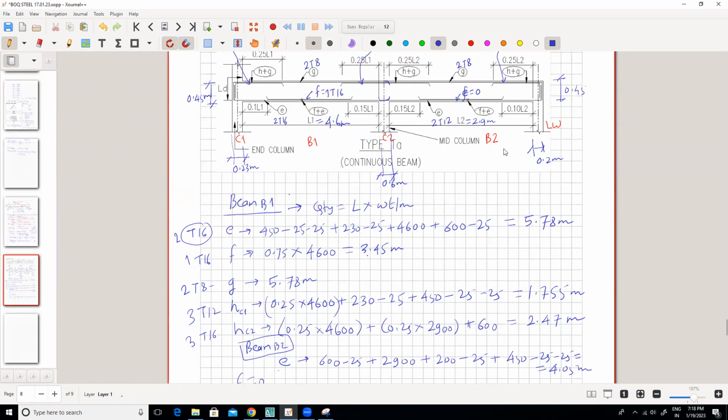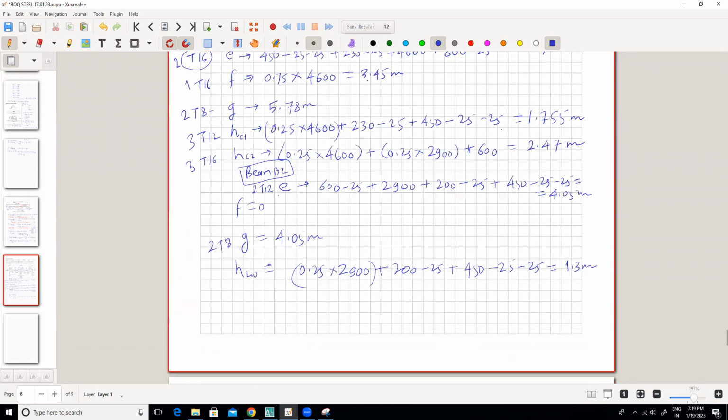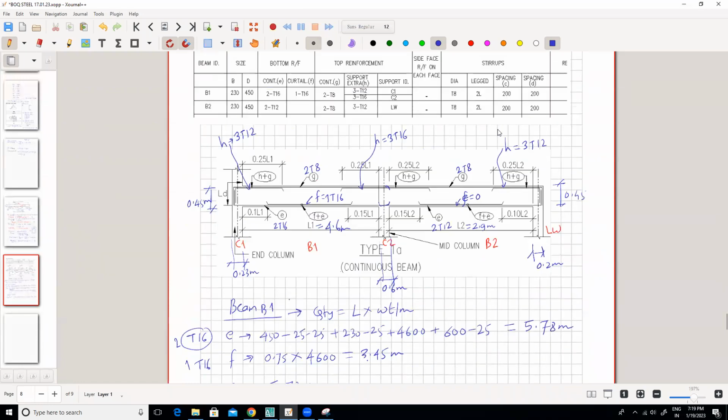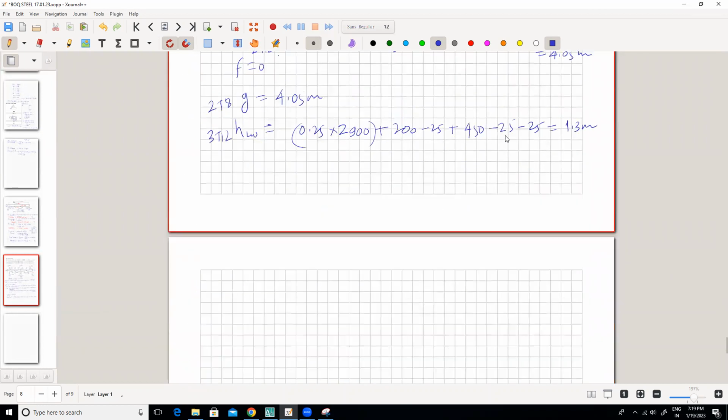So what is our E bar? E bar is 2T12. G bar is 2T8 and H bar is 3T12. This is with respect to the main steel. Now we will go with the stirrups, right? What is the stirrup? T8 at 200. So it will be here and here, right? So stirrup for B1. So you should know the length of the bar.